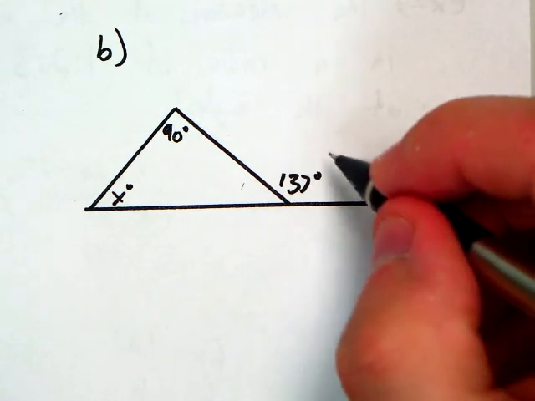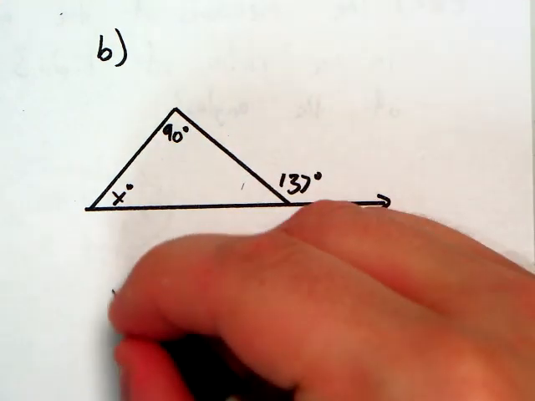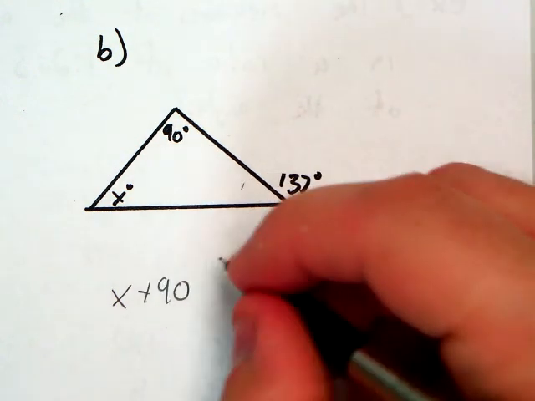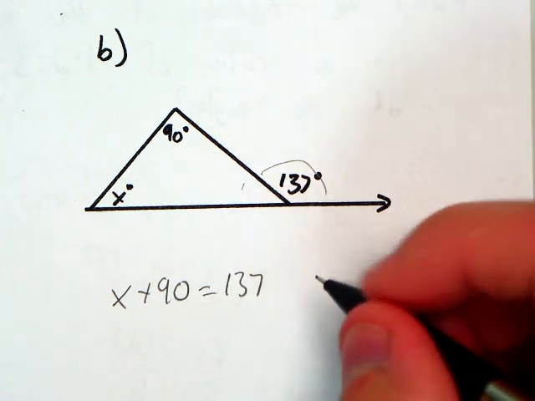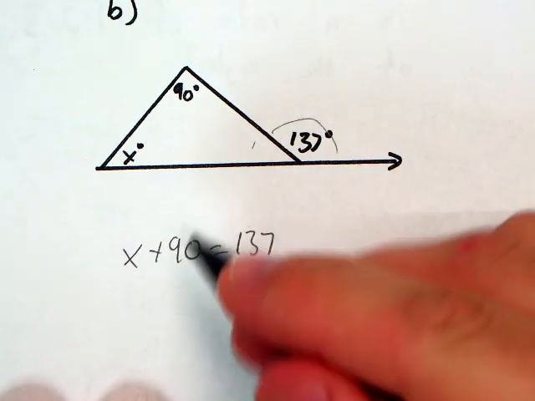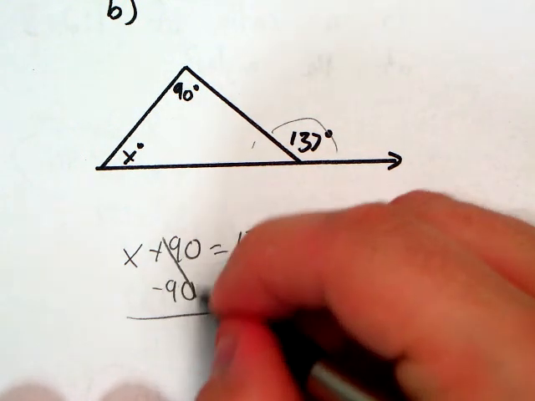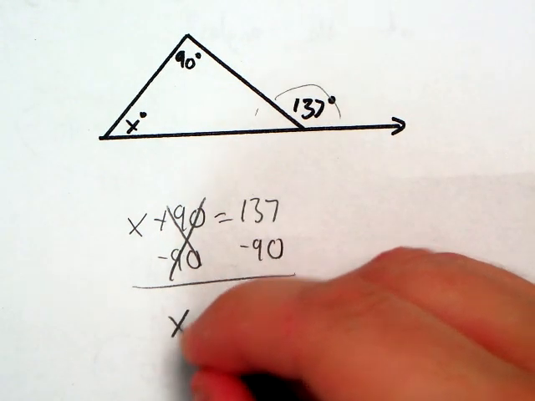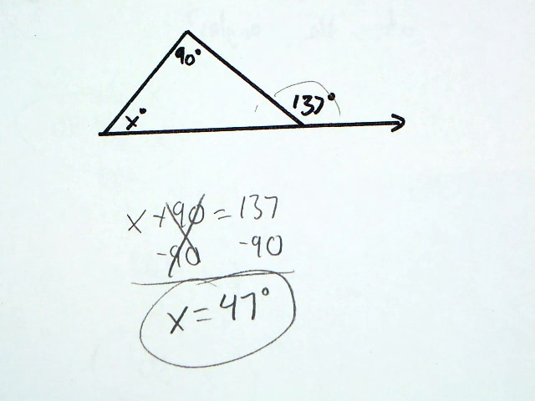Now on example B here, we have the exterior angle, but we don't have both interior angles. So what we have to do is go x plus 90. Remember, it's the sum of these two angles is equal to the exterior angle. One-step equation, so we subtract 90 from both sides. This creates a 0 pair. 137 minus 90, so x will be 47 degrees.